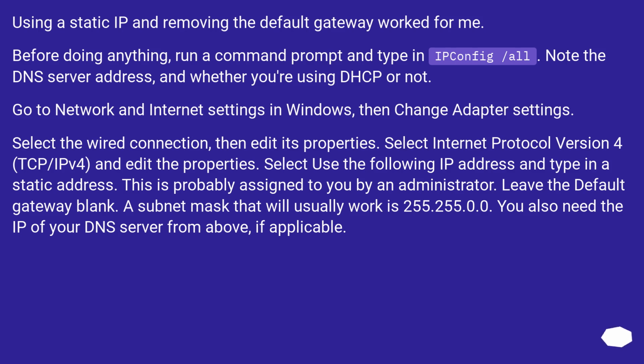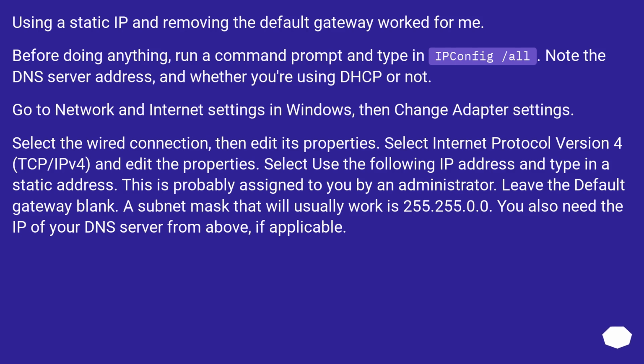Using a static IP and removing the default gateway worked for me. Before doing anything, run a command prompt and type in ipconfig /all. Note the DNS server address, and whether you're using DHCP or not. Go to Network and Internet Settings in Windows, then change Adapter Settings. Select the wired connection, then edit its properties.